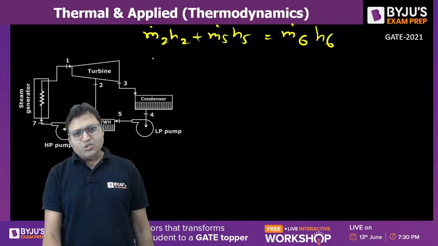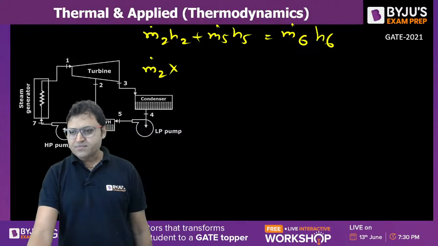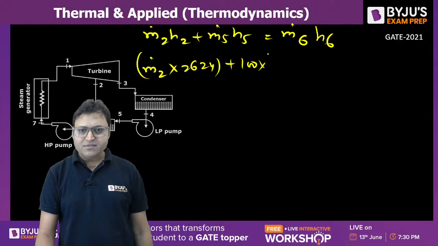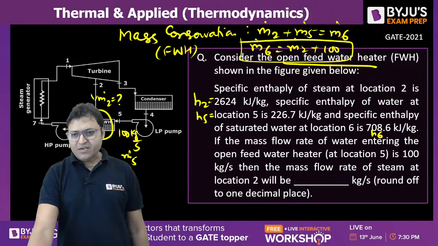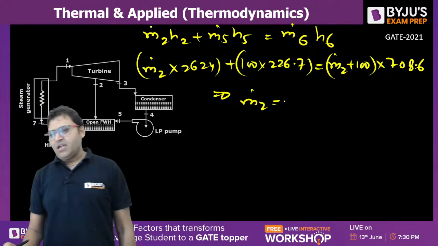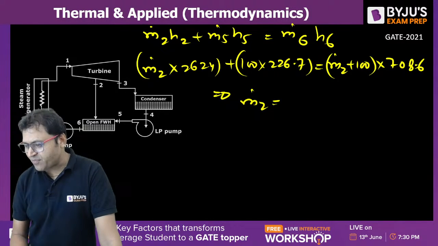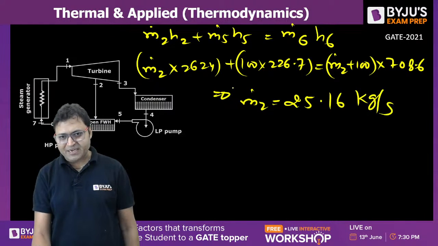The question is to find out M dot 2. H2 is given as 2624. M dot 5 is 100, into H5, which is given as 226.7, is equal to M dot 6, that is M dot 2 plus 100, into H6. What is H6? H6 is 708.6. If you solve, the only unknown is M dot 2. Can you do the calculation and let me know if you are getting 25.16 kg per second or not?